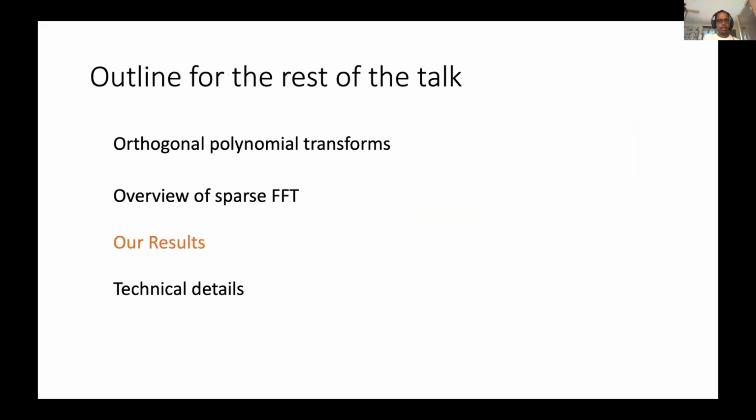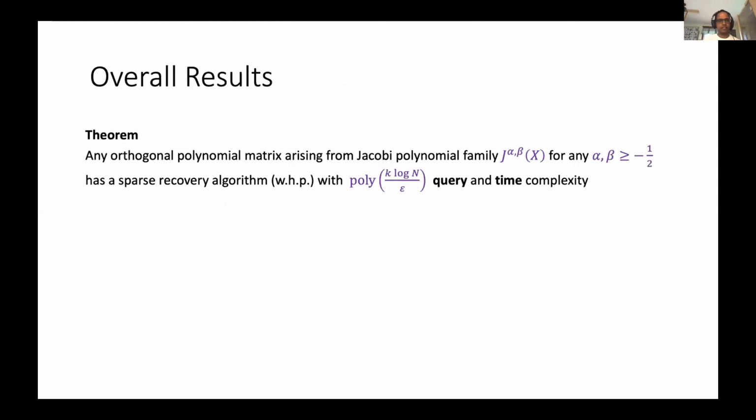All right, so I'm going to quickly go over some quantitative versions of our results. And I think I will not have time to talk about the technical details, but we'll see how that goes. So the result that we can argue is the following. I have not defined Jacobi polynomials, and I don't think I have time to do that anyway. But for any orthogonal polynomials that contain Jacobi polynomials, with some parameters alpha and beta, you have a randomized sparse recovery algorithm that has polynomial k log n over epsilon query complexity and runtime.